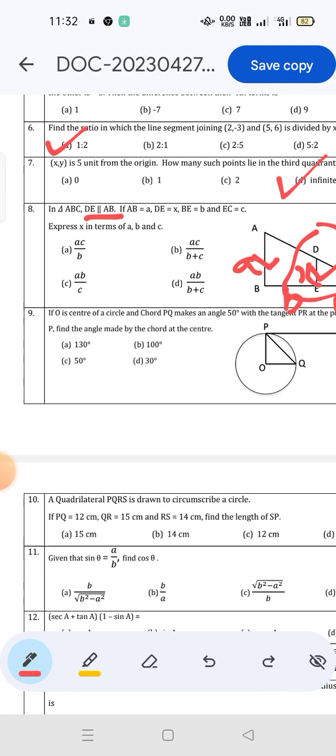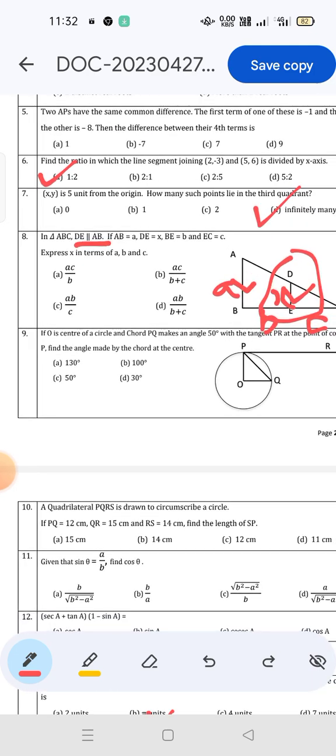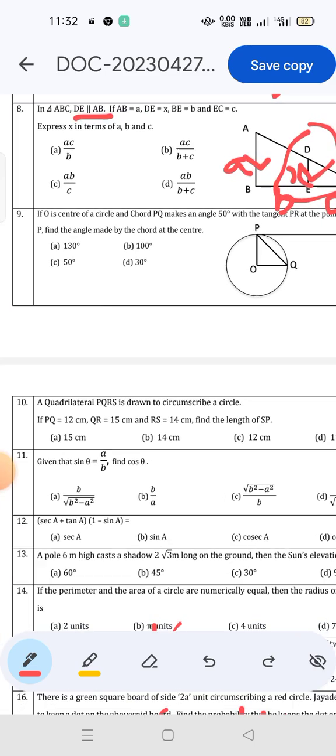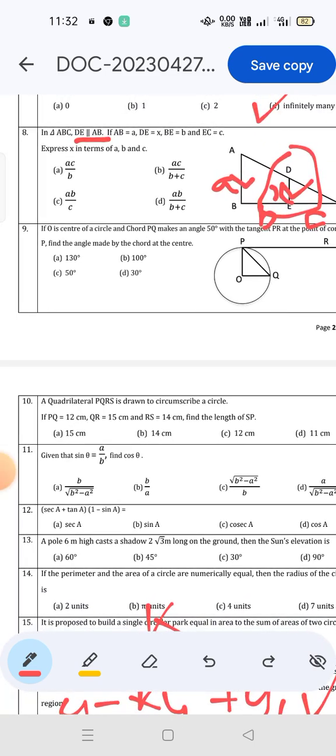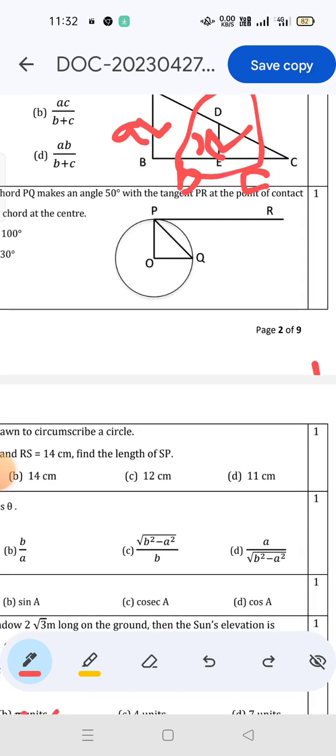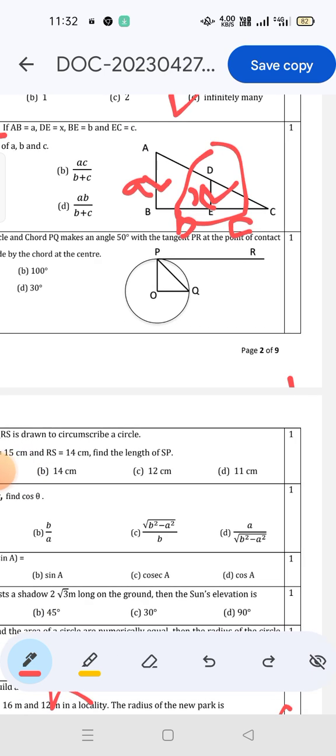Now whenever they give a triangle and say DE is parallel to AB, the line segment joining any two points on two sides of a triangle and parallel to the third side divides the other two sides in the same ratio. That is the statement of the basic proportionality theorem or Thales theorem, which can be used, or there is an easier way to express X in terms of A, B and C. First let's show that these two triangles are congruent. Which two triangles? Let me draw the figure again and explain to you.